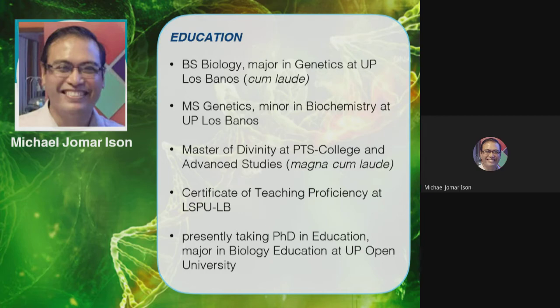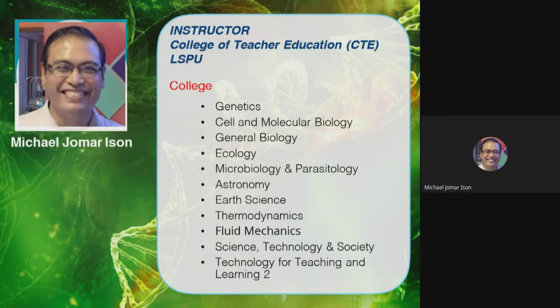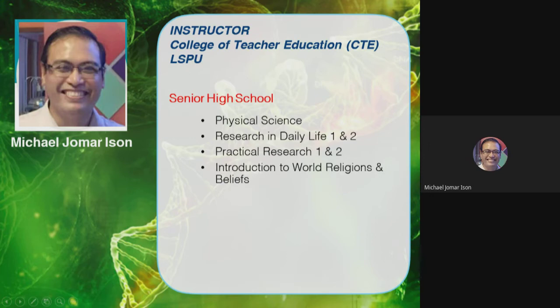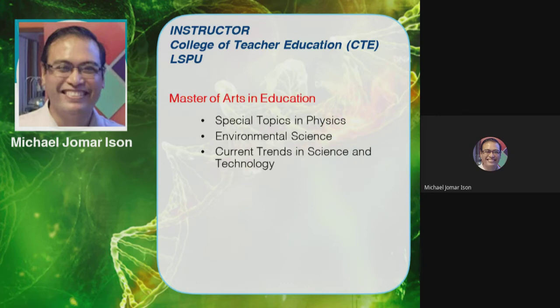I teach three levels of students: senior high school, college, and graduate students. And for college, I have taught several subjects such as genetics, cell and molecular biology, general biology, and several others, including earth sciences, physics subjects, and astronomy. In senior high school, I taught physical science, research in daily life 1 and 2, practical research, and introduction to world religion and belief. And for the graduate studies, I teach special topics in physics, environmental science, current trends in science, and technology.